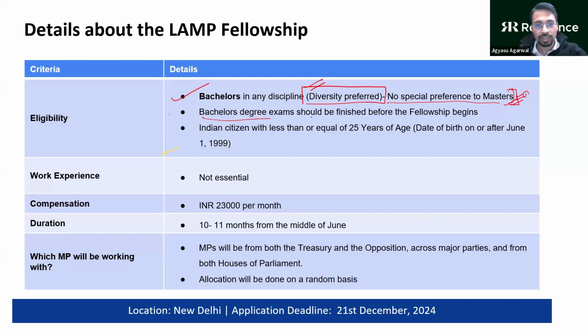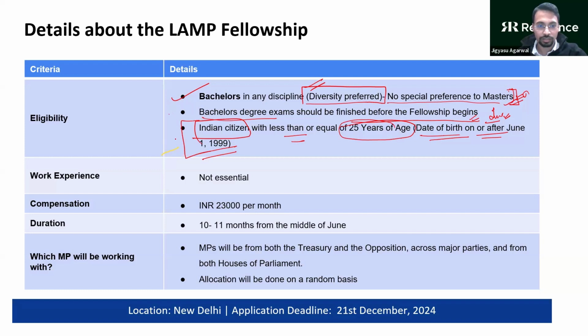Second, the bachelor's degree exams should be finished before the fellowship begins. The fellowship begins in June, so your exams should be finished before that. You will not be granted any specific leave for examinations. Third, you should be an Indian citizen with less than 25 years of age. So your date of birth should be on or after June 1st, 1999.